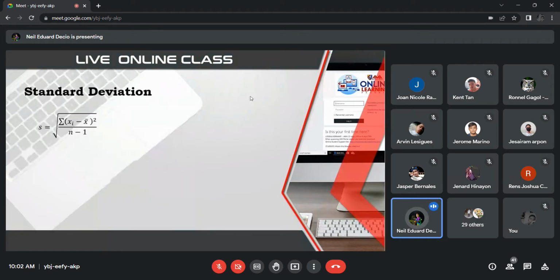So if this is our data and we know that the variance for this is equal to 55.33, di ba? Now if we take the square root of 55.33, our standard deviation would be 7.43863 something. And then if we round that off, that would be approximately equal to 7.44. So that is the standard deviation.